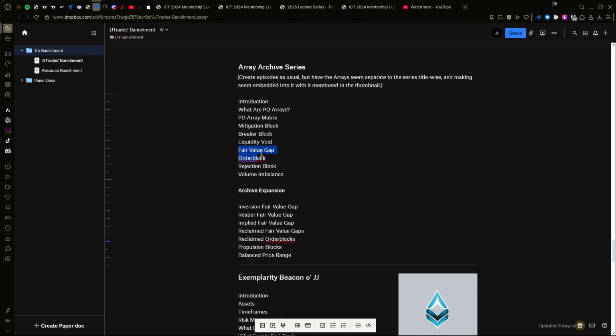You see how there's the regular fair value gap right here? But you're probably like, what in the world is a Reaper? What is an implied fair value gap? What is a reclaimed fair value gap? What is a balanced price range? Yes, that is a form of fair value gap. I'll be teaching that. Anything past episode 10, the inversion fair value gap, will be alternate versions of existing PD arrays, within the archive expansion of the Array Archive series.